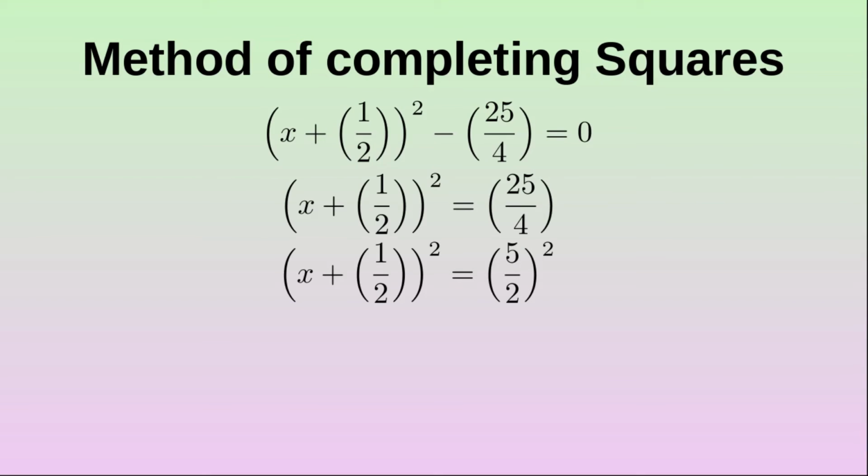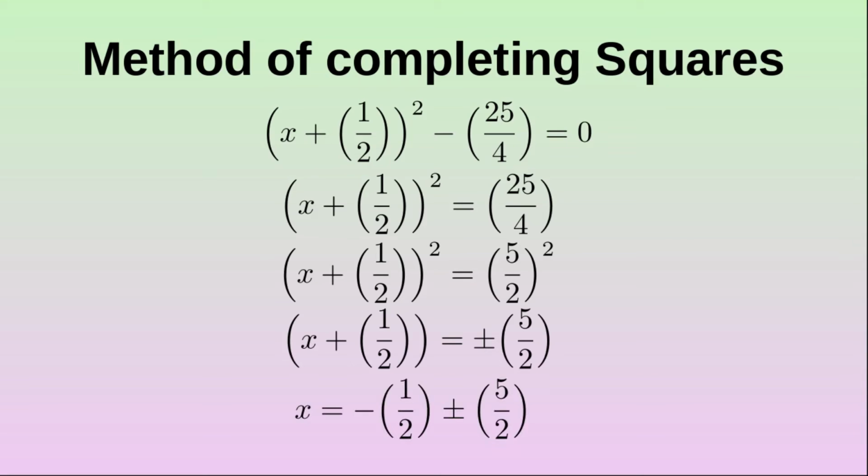Now we will be basically taking square root on both of these sides. So we are getting something like this, x + 1/2 = ±5/2. Now from this we are getting x = −1/2 ± 5/2. Now this can be further simplified as x = −3 or 2. These are the same roots which we have found using the factorization method.